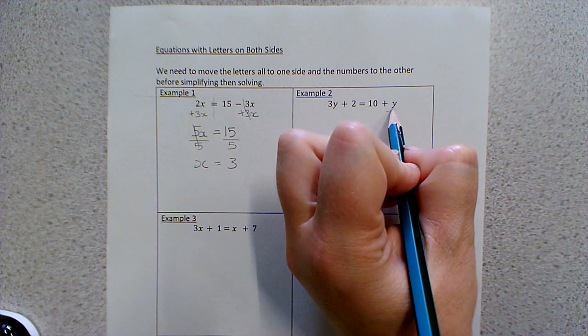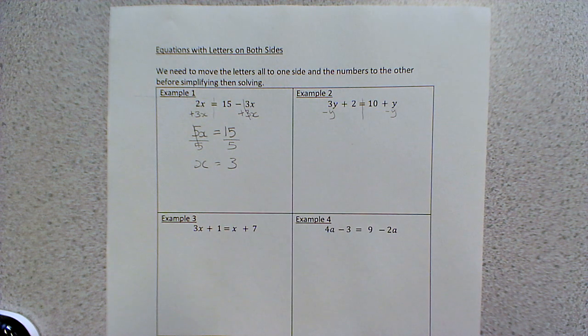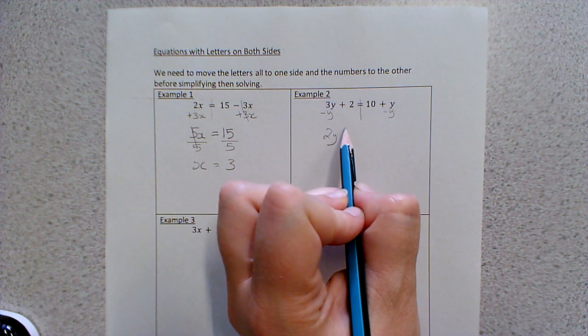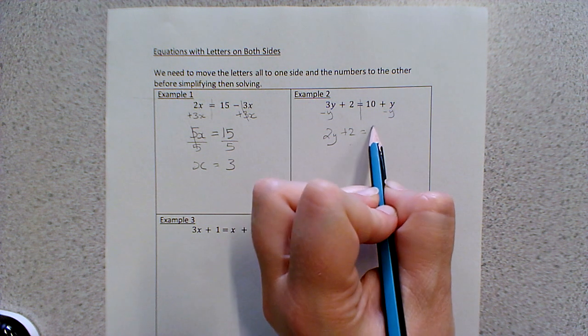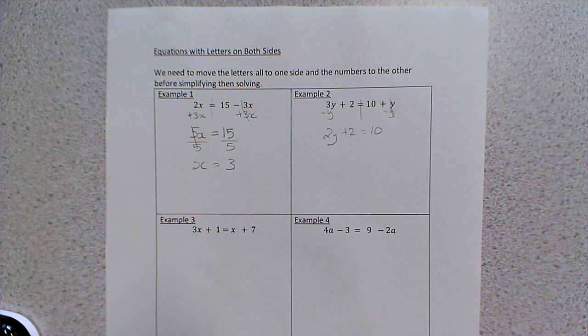I'm going to subtract y from both sides of the equal sign, right? Left-hand side, right-hand side. So we've got to balance it out. Think of it like a scale. 3y minus y gives me 2y plus 2 equals 10. y minus y, those cancel each other out, and we're just left with a 10 on that side.